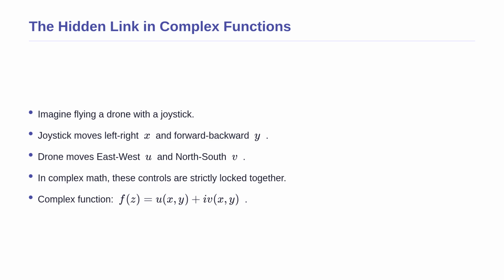In standard mathematics, you could program the drone so that pushing left only changes U and pushing forward only changes V, completely independently. But in the world of complex numbers, for a function to be smooth or differentiable, the controls are magically and strictly locked together. The way the drone's east to west position changes must perfectly match how its north to south position changes. Any complex function can be written as f of z equals u plus i times v. The Cauchy-Riemann equations are the mathematical rules that force these two parts to move in perfect harmony.